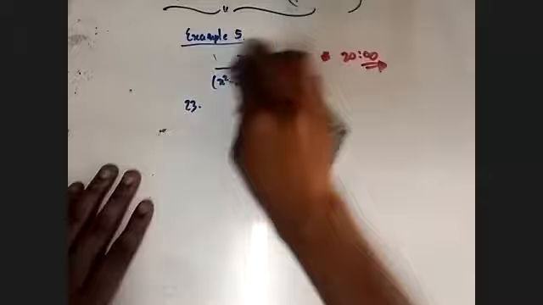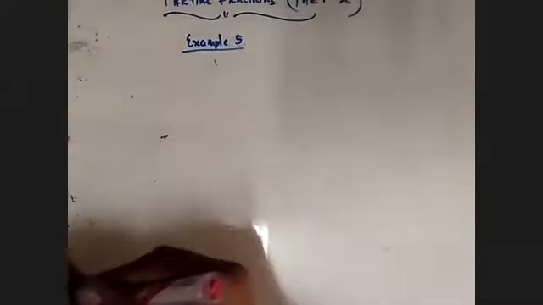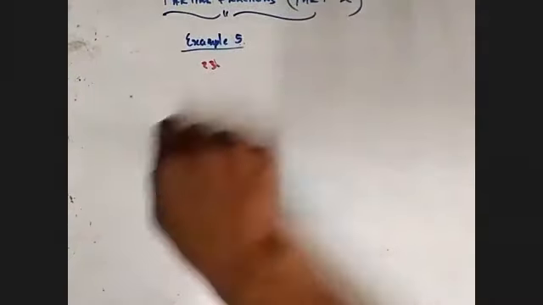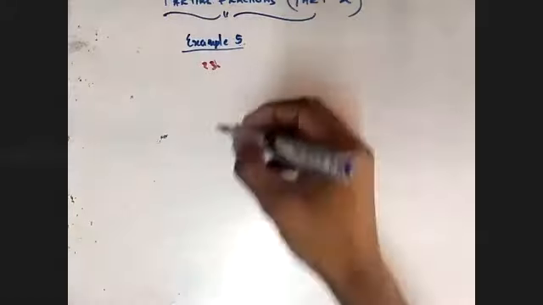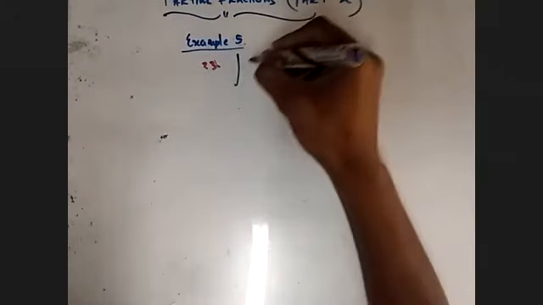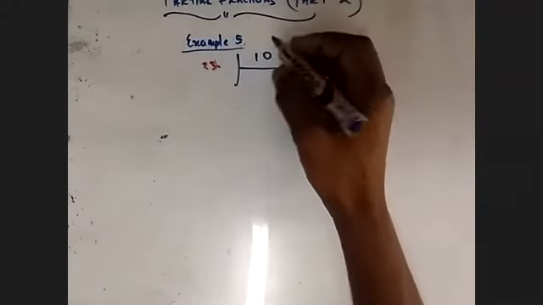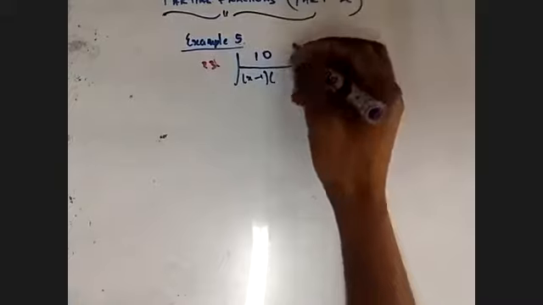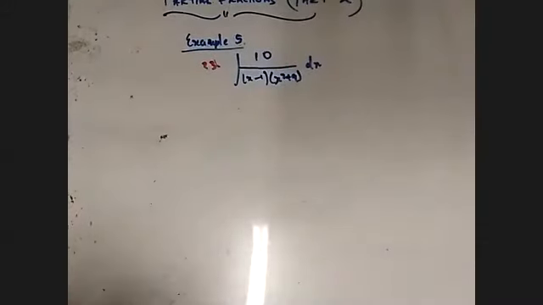Okay, so number 23 goes as follows. It's red. It has this red numbering, so I'll take that as hard, according to the text. So this is 10 all over (x minus 1)(x squared plus 9). So this is a hard question.